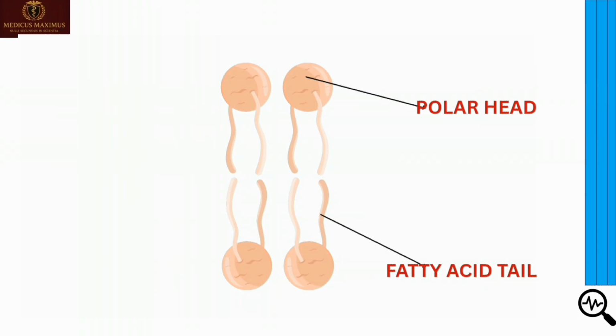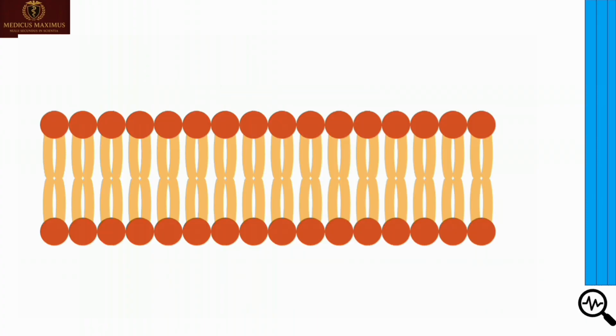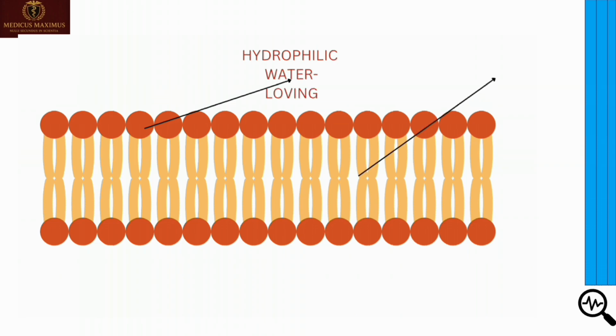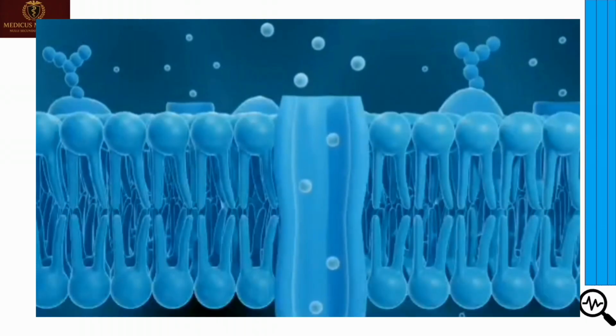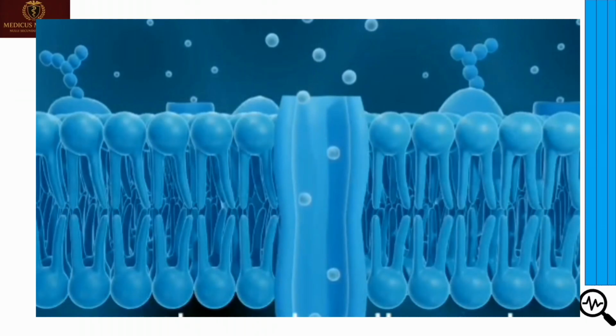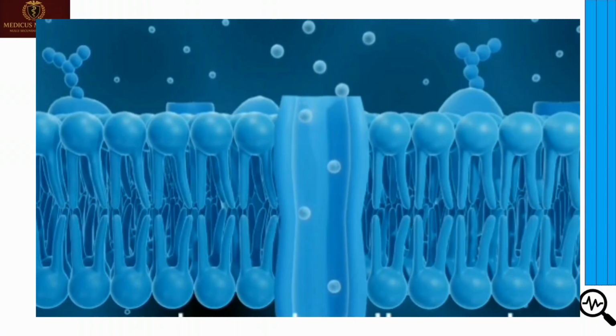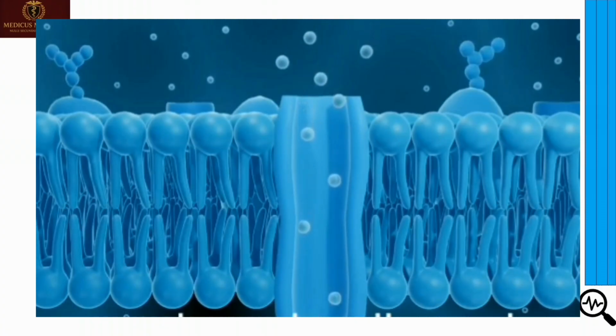The main lipid component is phospholipids. Each has a hydrophilic head, water-loving, and hydrophobic tails, water-fearing. In water, they automatically arrange into a bilayer. Hydrophilic heads face the water, hydrophobic tails hide inside. This arrangement creates a selectively permeable barrier. Small non-polar molecules like oxygen and carbon dioxide pass freely, but ions and large polar molecules like glucose or sodium cannot. They need help from proteins in the membrane.